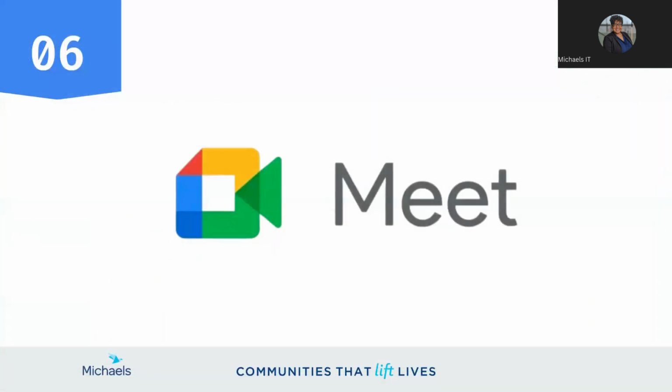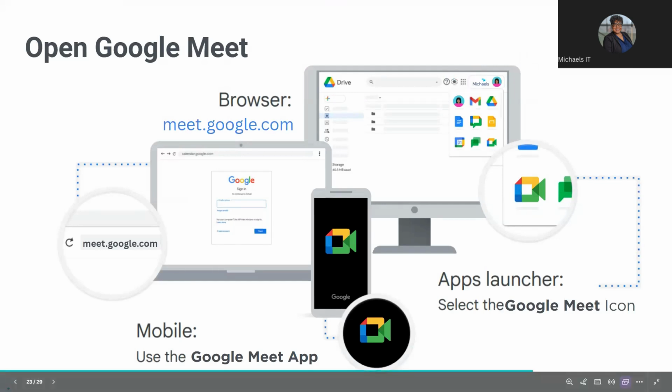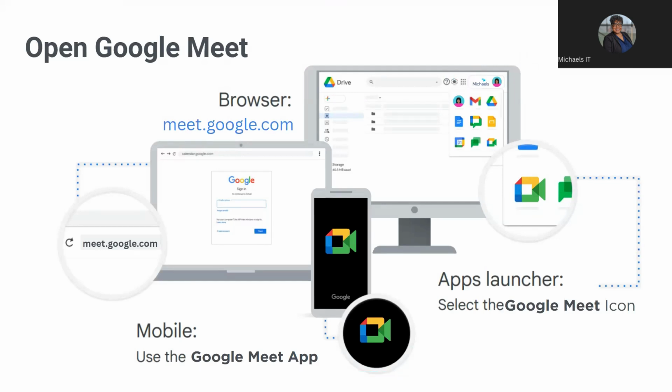All right, let's talk about Google Meet. You can open up Google Meet on the browser, meet.google.com. You can open up on a mobile app by hitting the application icon, or you can go on the waffle at the very top and you can click on the Google Meet. And Google Meet is a video conferencing app, very similar to Zoom, but it is a Google product.